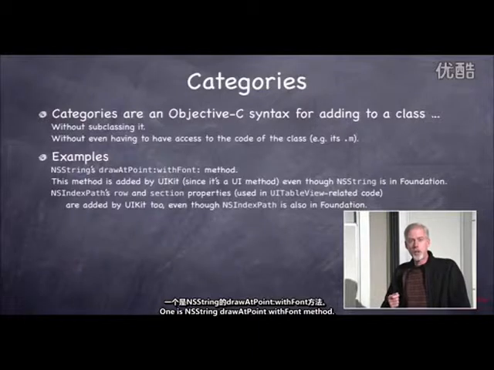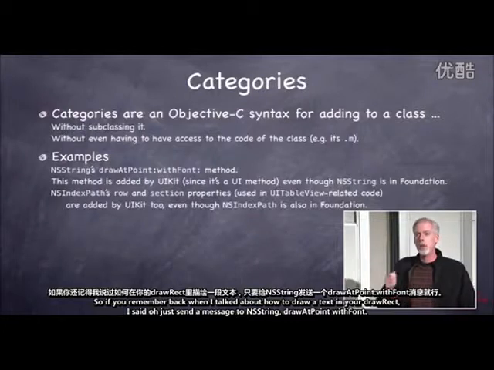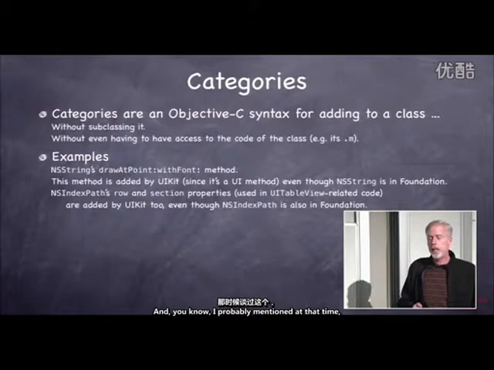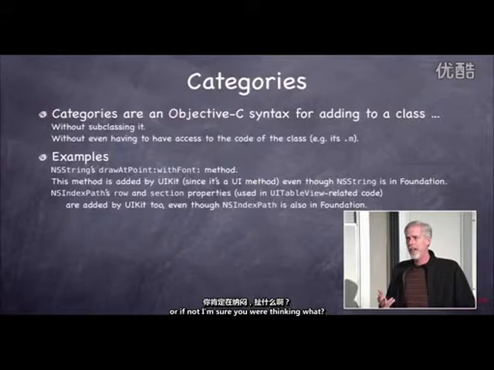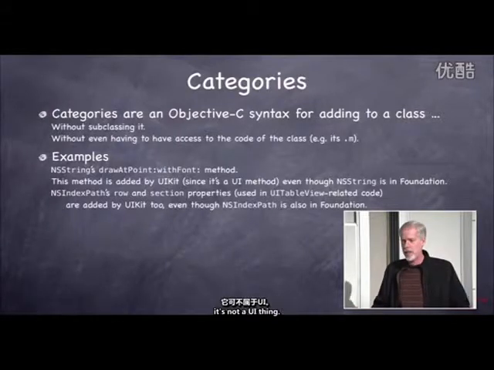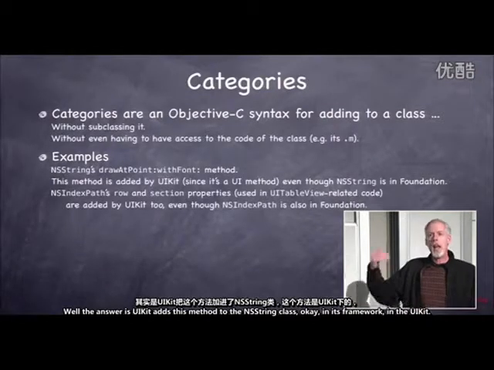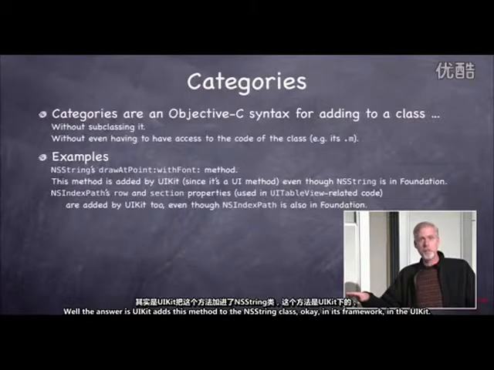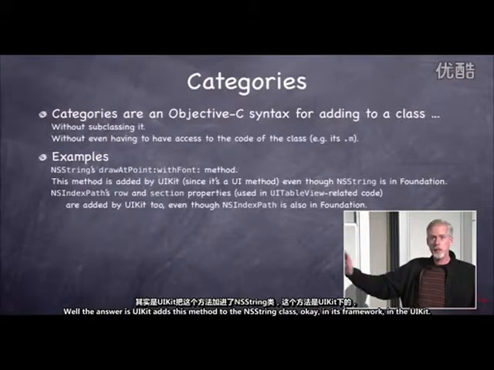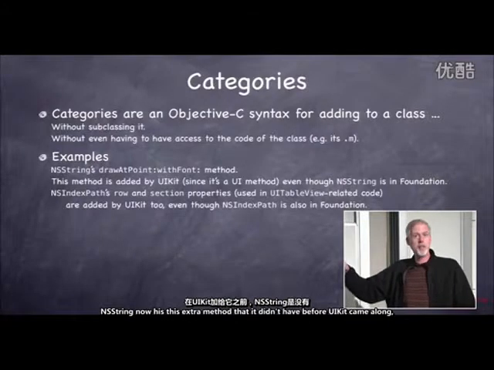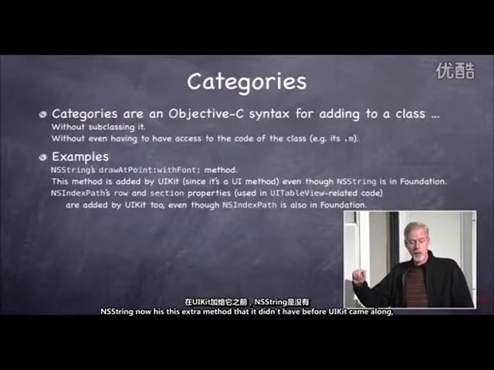One is NSString's draw at point with font method. So if you remember back when I talked about how to draw text in your drawRect, I said, just send a message to NSString, draw at point with font. And I probably mentioned at that time, or if not, I'm sure you were thinking, what? String is a Foundation thing. It's not a UI thing. How could it possibly have draw at point? Well, the answer is UIKit adds this method to the NSString class in its framework, in UIKit. And it's truly added this method to NSString. NSString now has this extra method that it didn't have before UIKit came along and added it.